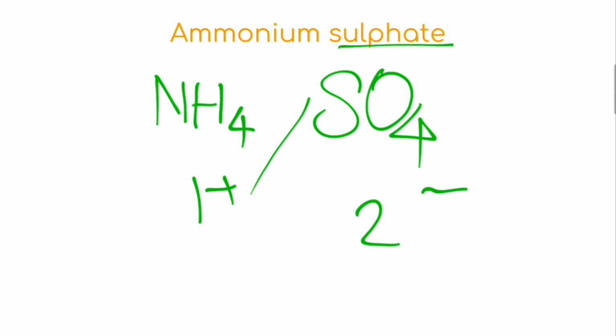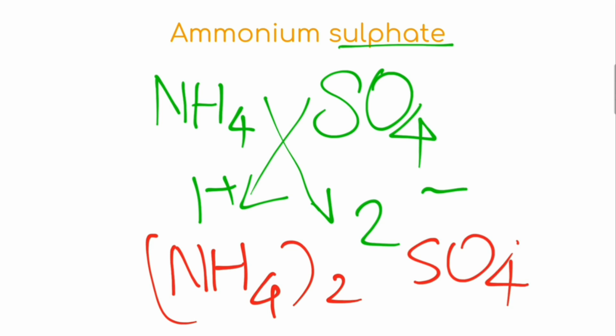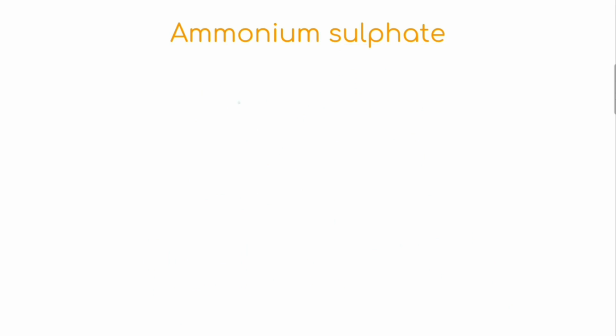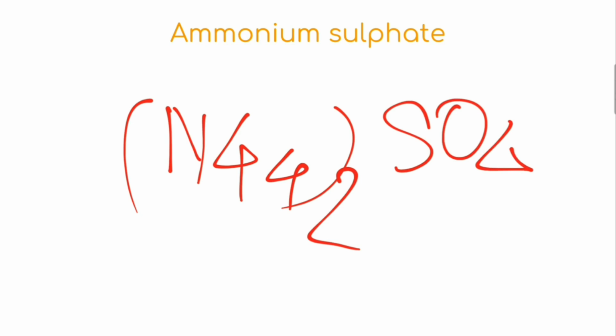What do we have to do? We have to cross over the valencies. When we cross over the valencies, we get something like this: NH4 in the bracket 2SO4. Okay, we get the symbol as NH4, which is in bracket, and it has 2 outside the bracket, and we also have SO4.